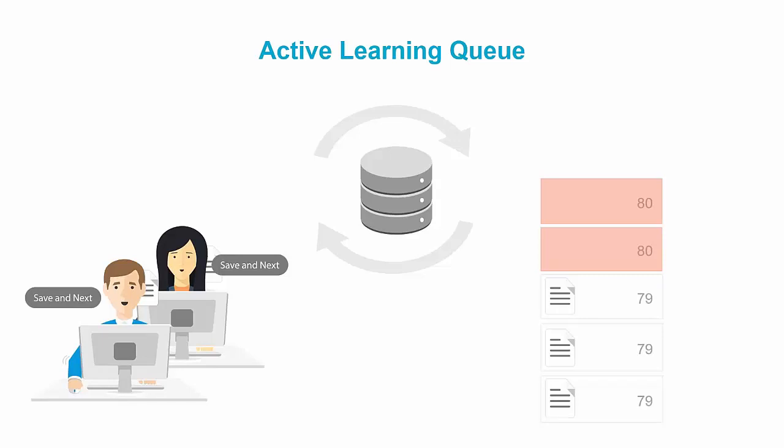From the reviewer's point of view, this is just a continuous stream of documents. So the system is updating the model, updating the ranks, and repopulating the list with the highest ranks. It does this in such a way that the reviewer's workflow is not interrupted. They continue to code docs, save and next, code docs, save and next.